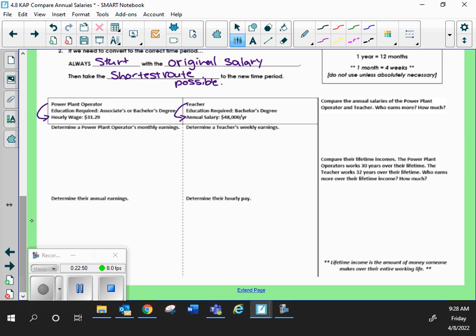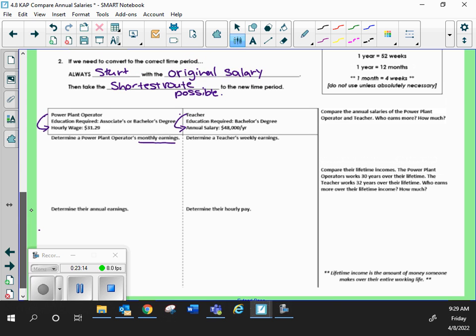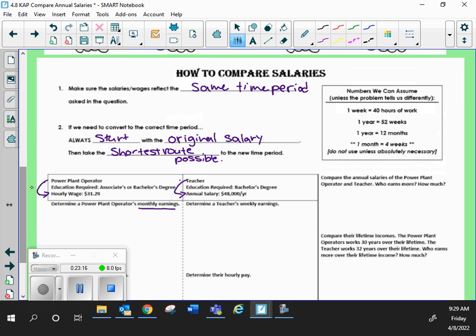So we're going to switch both of them just so you can have perspective. We're going to change the plant into a year and then we're going to turn the teacher into an hour, just to see. Let's do one together and maybe I'll let you do the teacher on your own. For the power plant operator, determine the monthly earnings. Here is a reference over here. This is sort of a helpful reference.